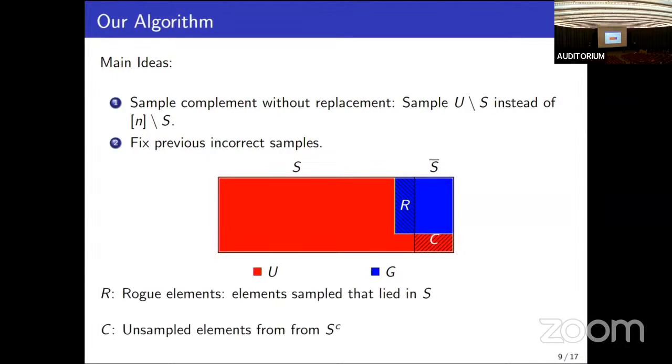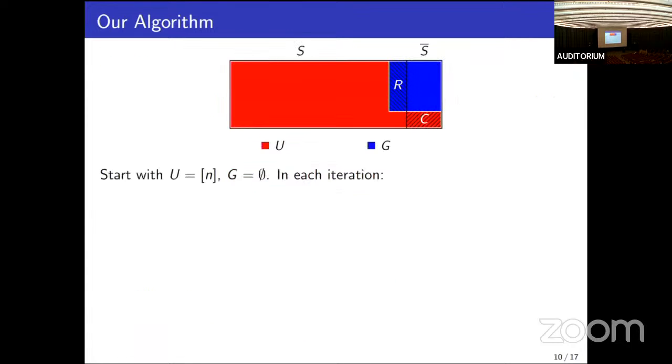So this R we refer to as the rogue elements, which we have sampled so far, but actually lie in S, but we think they lie in the S complement. Well, C are elements we haven't seen at all so far. So having described this, let's look at the algorithm in a bit more detail.